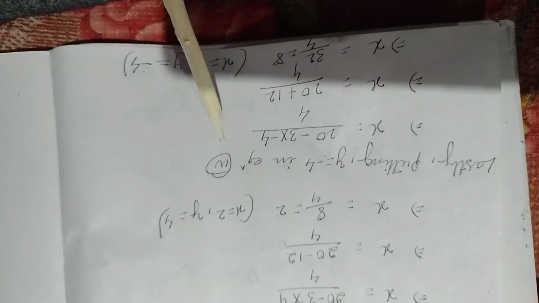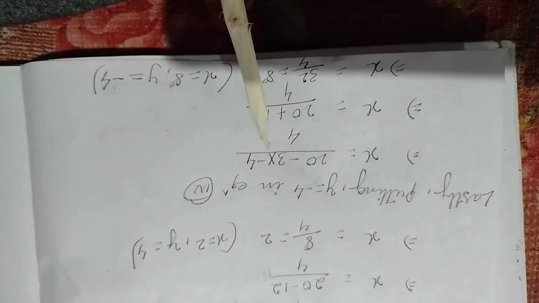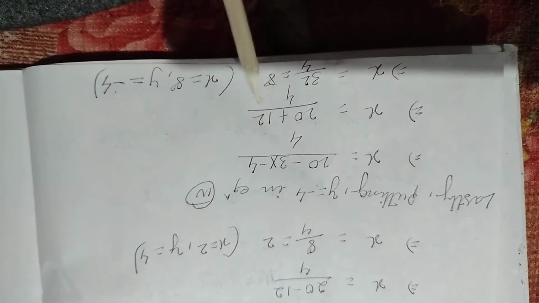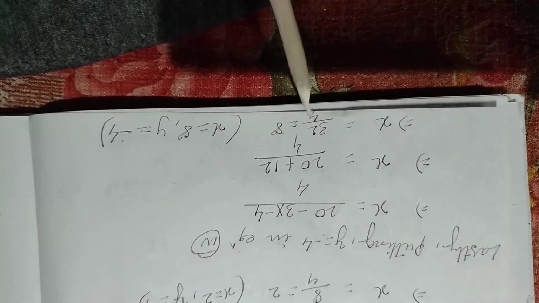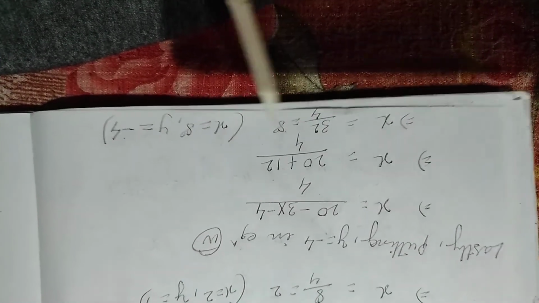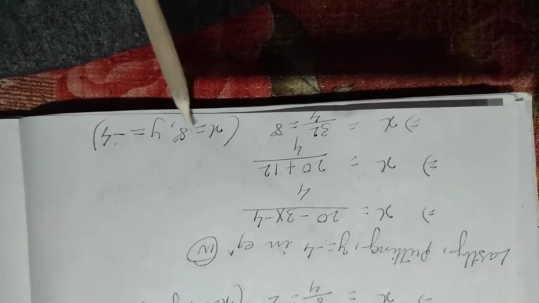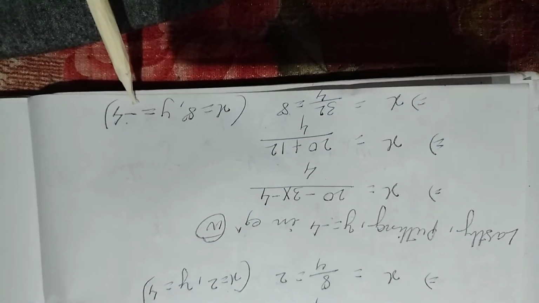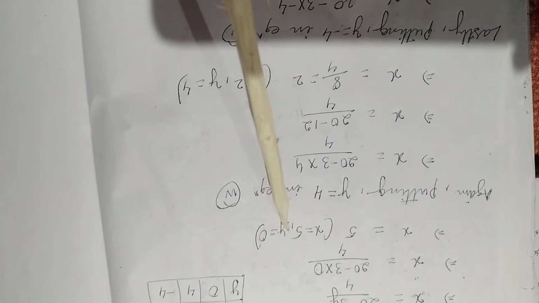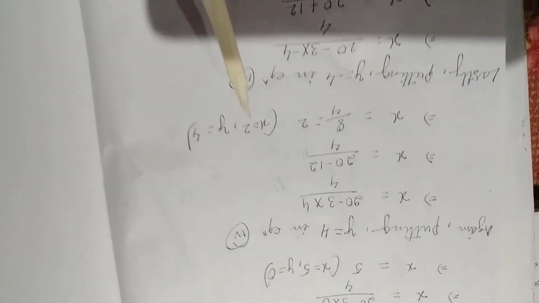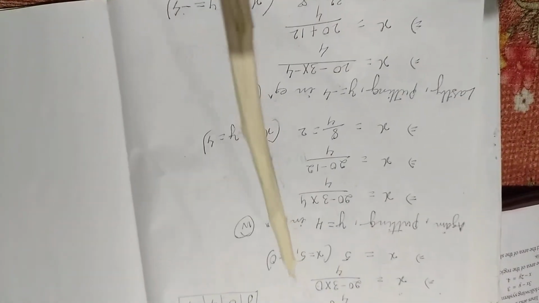Lastly, putting y equal minus 4 in equation 4. What was the equation? The equation is 20 minus 3y by 4. So we get 20 minus 3 into minus 4, minus minus plus. 20 plus 12 is 32. 32 divided by 4 is 8. So what we are getting, value of x equal 8 when I took y equal minus 4. So with this we got 3 values of x and y, 1, 2, 3, for equation 2.